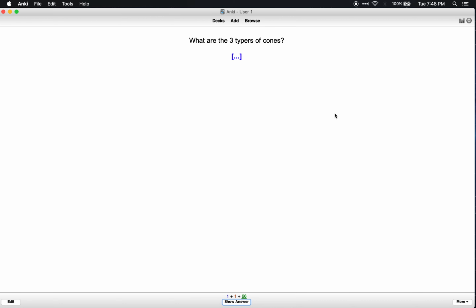What are the three types of cones? Red, green, blue. Subliminal stimuli doesn't quite reach the absolute threshold. The just noticeable difference is the minimum amount of stimulus required to notice a difference in sensation.